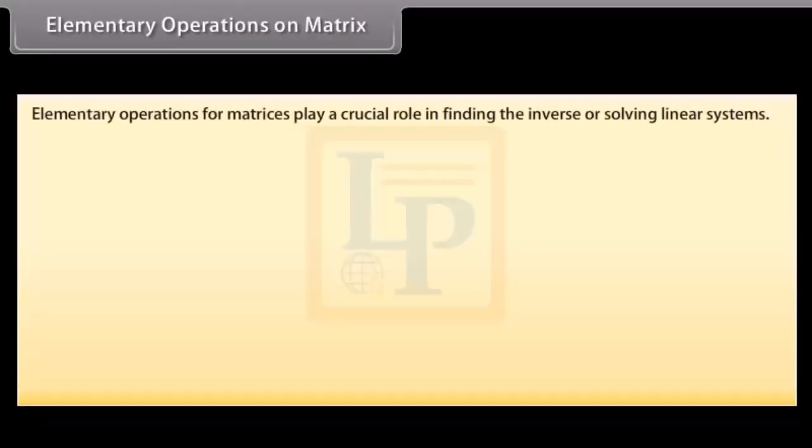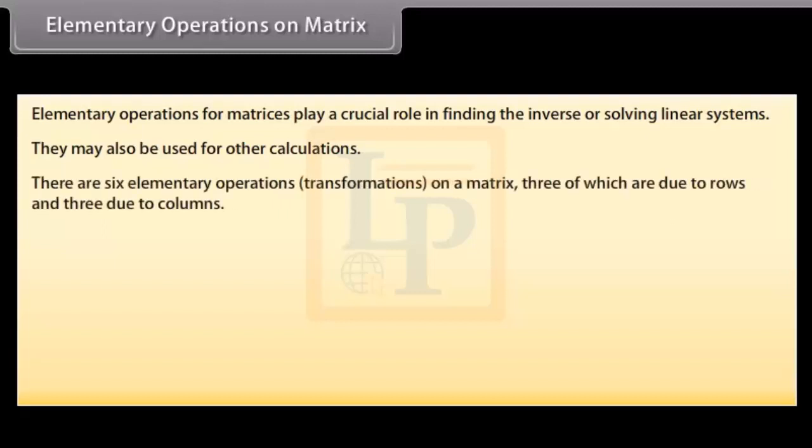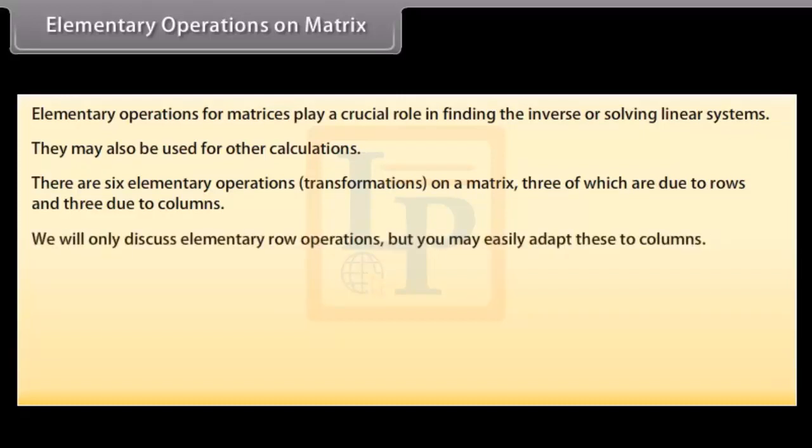Elementary operations on matrix. Elementary operations for matrices play a crucial role in finding the inverse or solving linear systems. They may also be used for other calculations. There are 6 elementary operations or transformations on a matrix, 3 of which are due to rows and 3 due to columns. We will only discuss elementary row operations, but you may easily adapt these to columns.